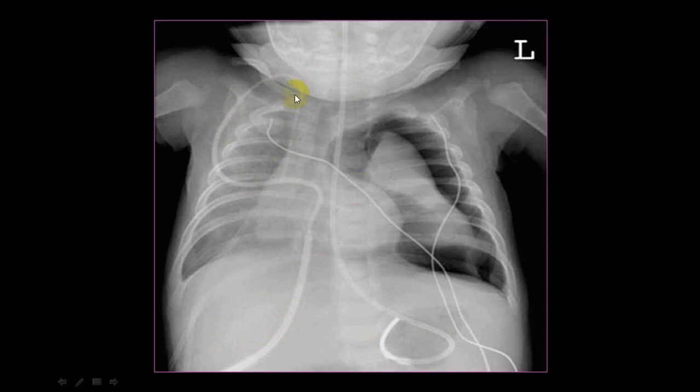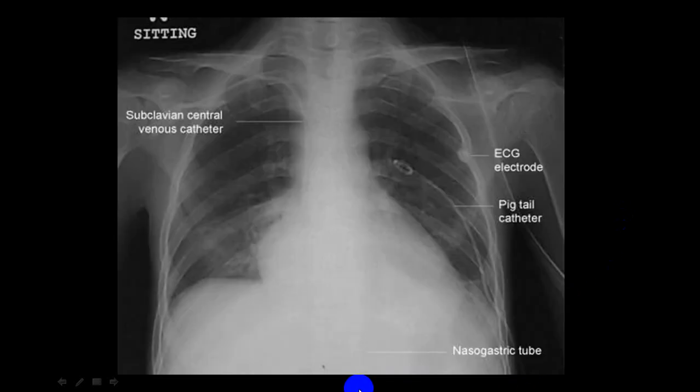And see, this particular one is going through here, and it is somewhere here. This has to be a central line. And these are monitor lines. And this is a collapsed lung, and this is a pneumothorax. So try to identify those different lines. You should be able to pick that up easily.